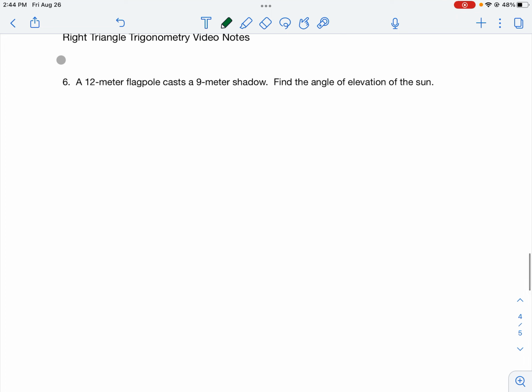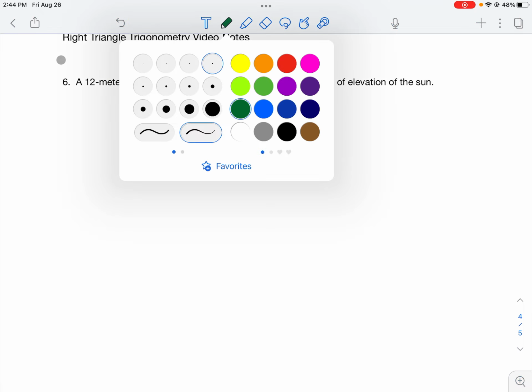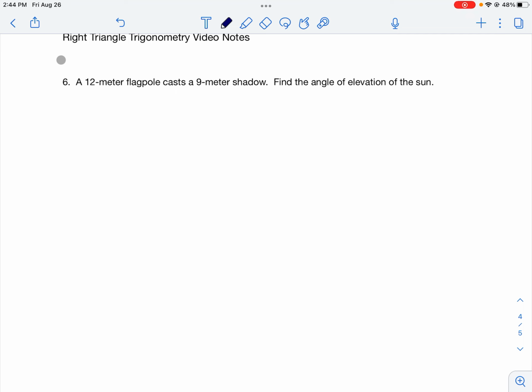All right, so looking at our next example here, a 12-meter flagpole casts a 9-meter shadow. Find the angle of elevation of the sun. Okay, so I'm going to go through the 4 steps as I work through this. Draw a diagram and label the diagram. I've got a flagpole here, and I know this flagpole is 12 meters high. It casts a shadow, which is 9 meters.